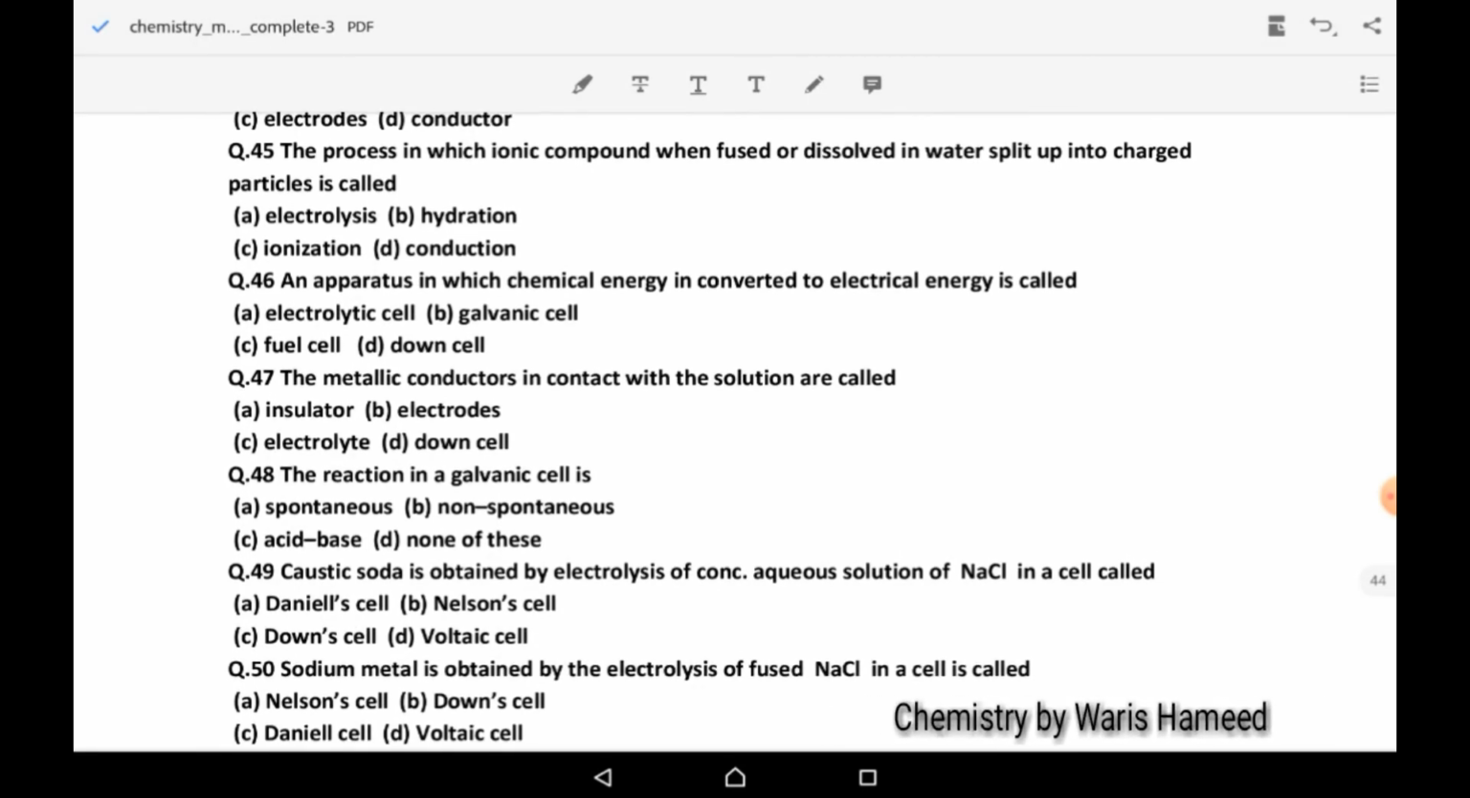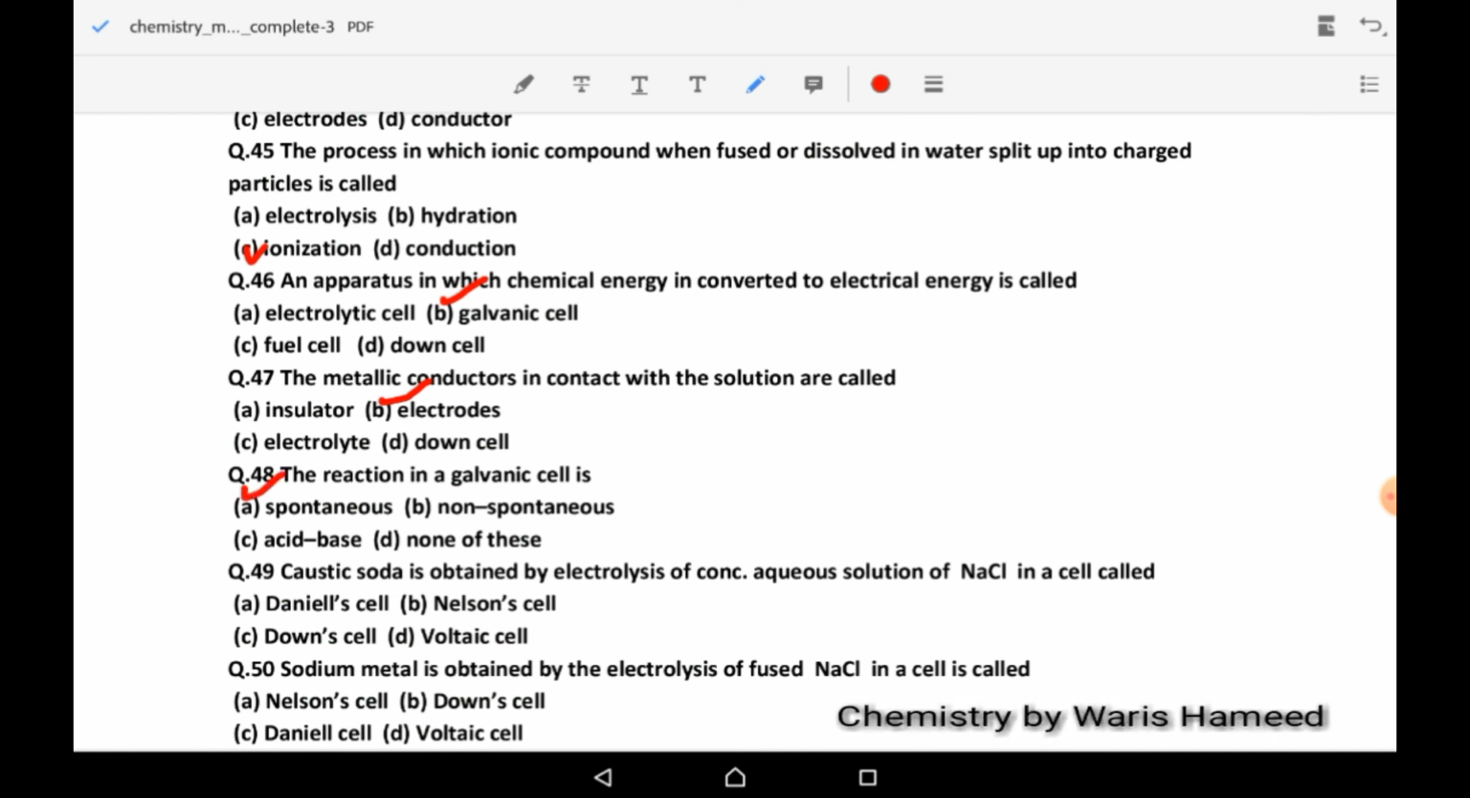45th MCQ: the process in which ionic compounds, when fused or dissolved in water, split up into charged particles is ionization. An apparatus in which chemical energy is converted to electrical energy is called a galvanic cell. The metallic conductors in contact with the solution are called electrodes. The reaction in a galvanic cell is a spontaneous reaction.